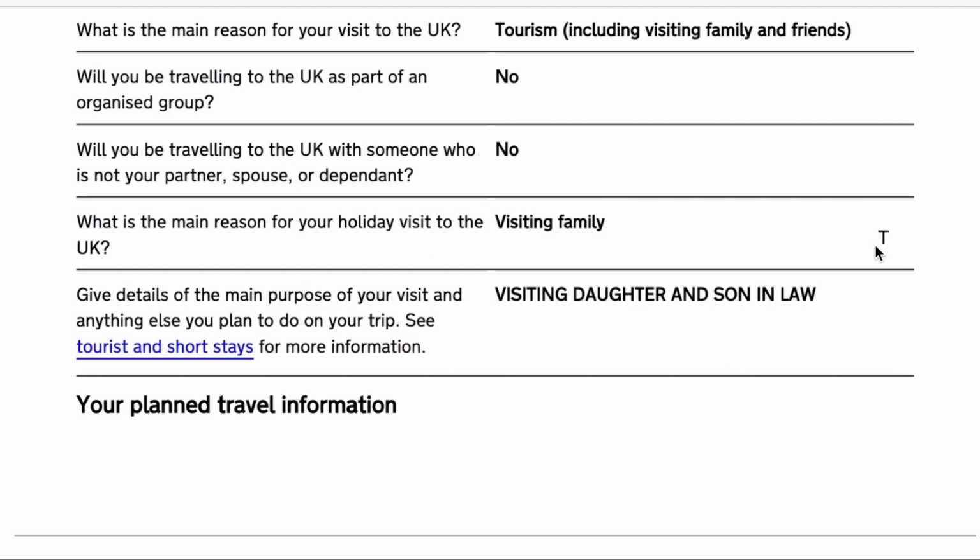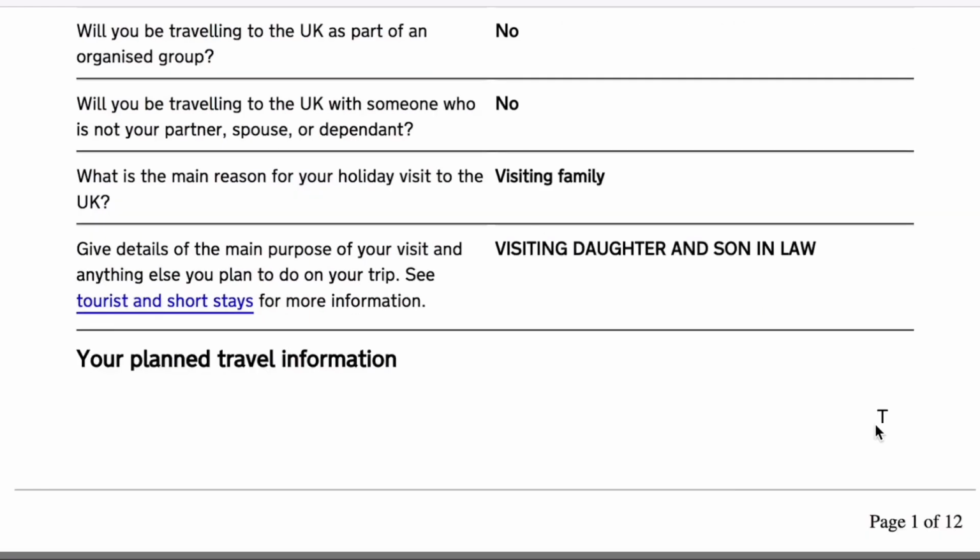You can say that you have your family, or you might have some friends in the UK. Give details of the main purpose of your visit and anything else you plan to do on your trip. If you are coming here for leisure and holiday, you might want to give a clear itinerary. Since my in-laws are coming to visit me and my wife, we have just put it as visiting daughter and son-in-law.